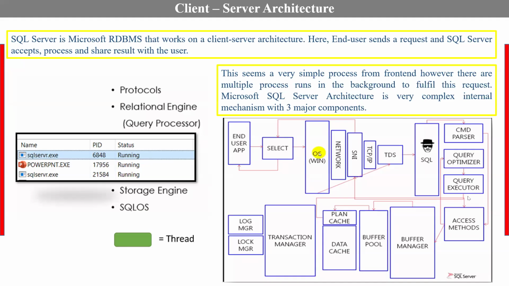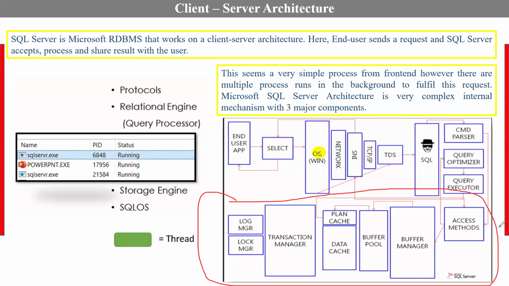Now, in the storage engine, there are many components: access method, buffer manager, buffer pools, data cache, plan cache, log cache. There are many caches available along with the transaction manager. Out of that, first let's focus on the select statement.